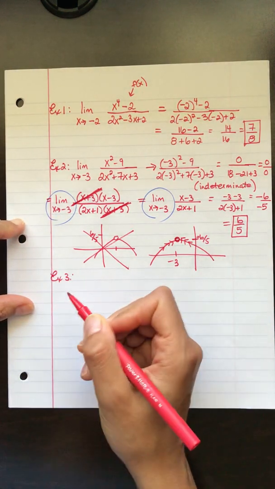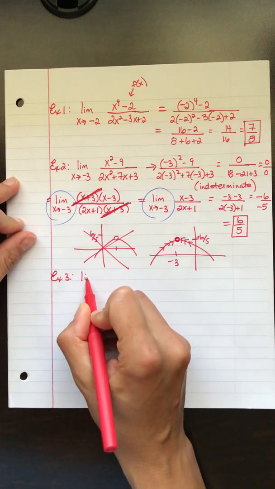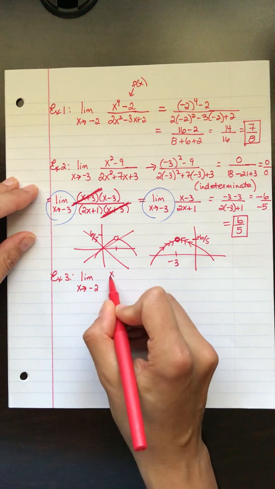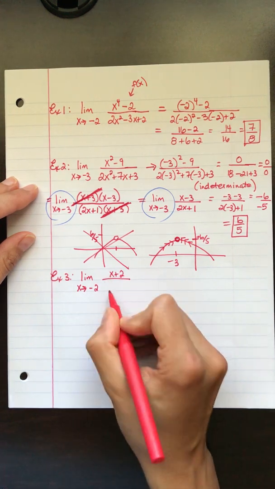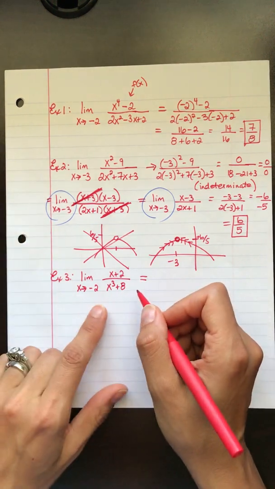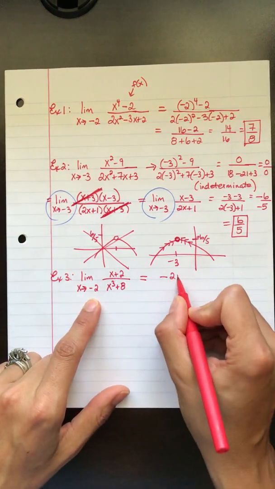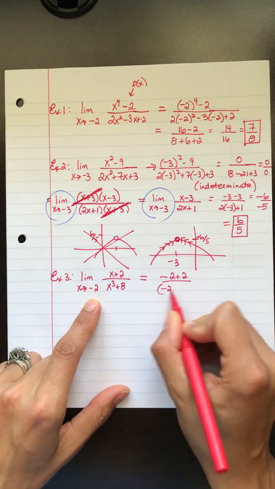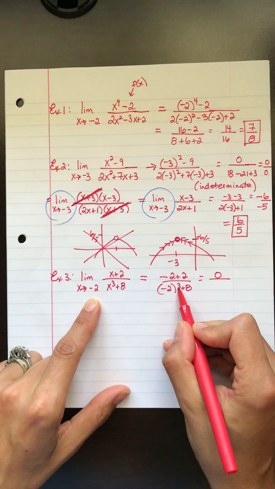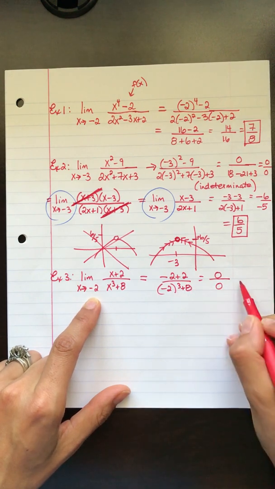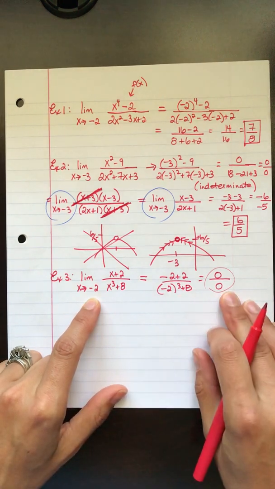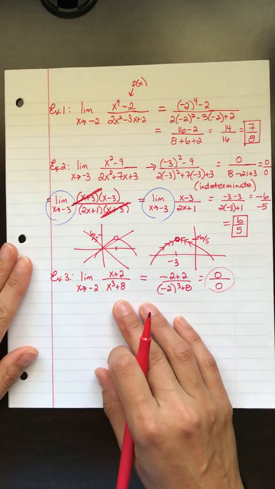So example 3. What if I get the limit as x approaches negative 2 of x plus 2 over x cubed plus 8? Well, direct substitution. Let's hope this works. If I plug in a negative 2, I get 0 over negative 2 cubed is negative 8 plus 8 is 0. Again, that's indeterminate. So I can't accept this as an answer. I have to either, what was it?